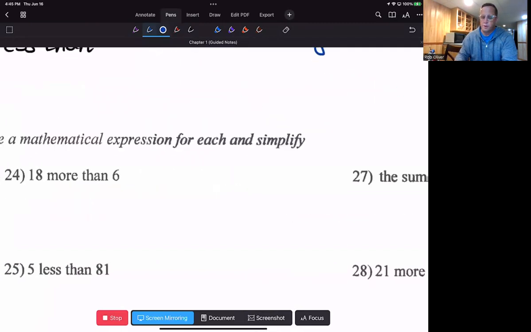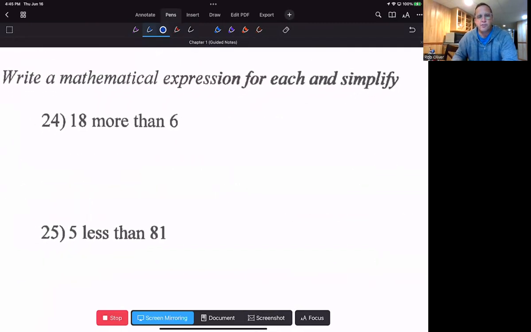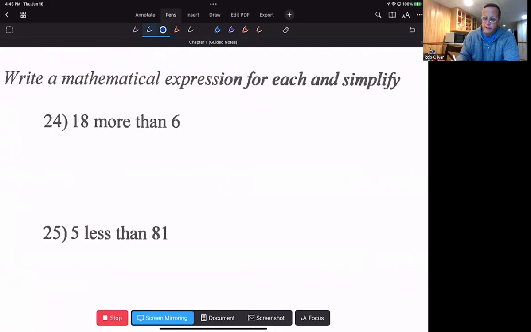Okay, so that first example right here, we've got 18 more than 6. So you've got that "more than." Some of my students call that a switcheroo, and it's okay if you have your own way of thinking of it. For the switcheroo, that just means things get switched or swap positions. So that's what happens here.